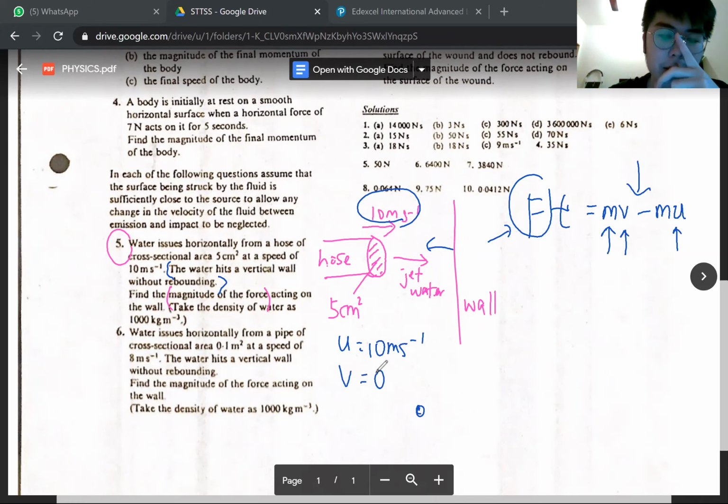Okay, now we got u and v. Now how do we find the mass of water? See, the question gives you the density. Take the density of water as 1000 kg m^-3. There is density, so we use the equation of density.